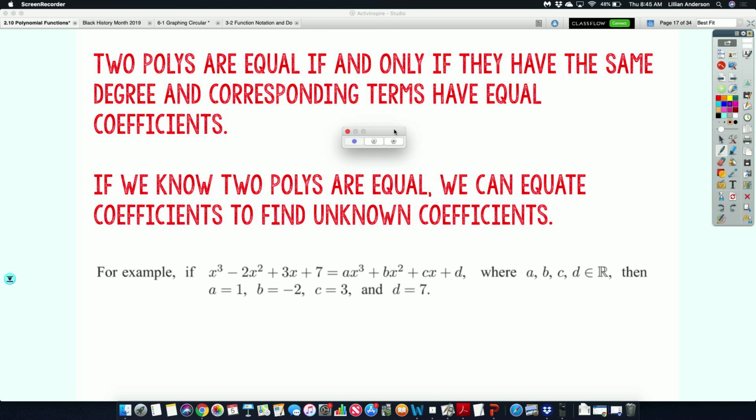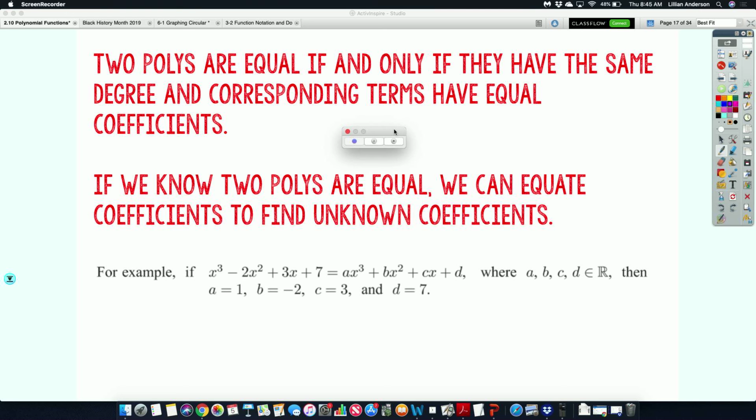Picking up where we left off with polynomial equations. If two polynomials are equal, if and only if they have the same degree and corresponding terms have equal coefficients. We use this to help us equate coefficients when we don't know them. So that's when you have something like an ax squared instead. You can see from this example that's also on the board.